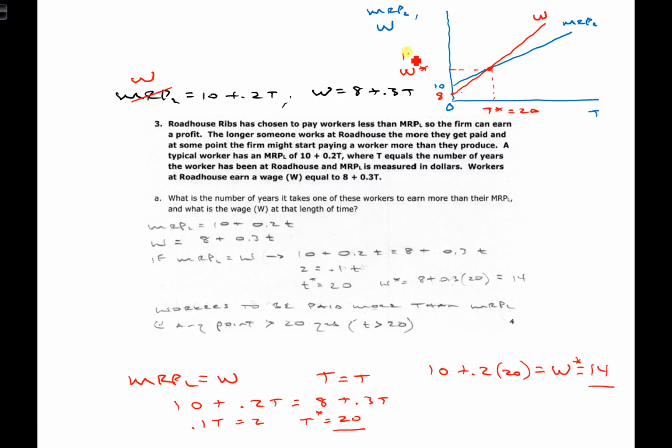So 14 is W star, which simply tells us that from time 0 to time 20, this worker will be paid less than they're actually earning for the firm, during which period, of course, the firm is accumulating some surplus. We'll just kind of fill this in. The firm's accumulating some surplus on top of that worker.